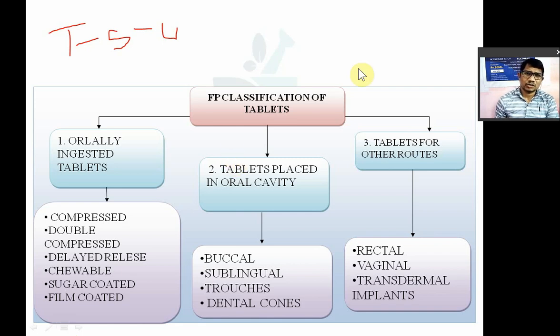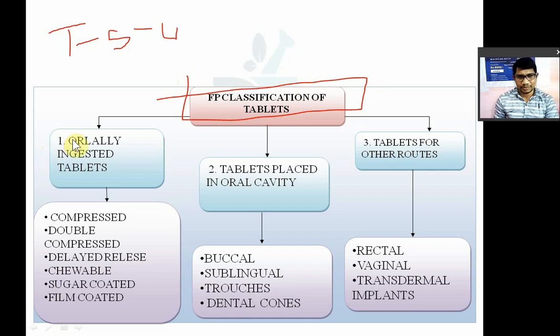Different tablets are there, so they are classified in a variety of ways. But here I have classified the tablets. Now, tablets are classified mostly into 3 types. First, orally used tablets, or orally ingested tablets, meaning tablets meant for oral use. In that you have compressed tablets, simply a drug with the excipient made by compression. Then double compressed tablets.